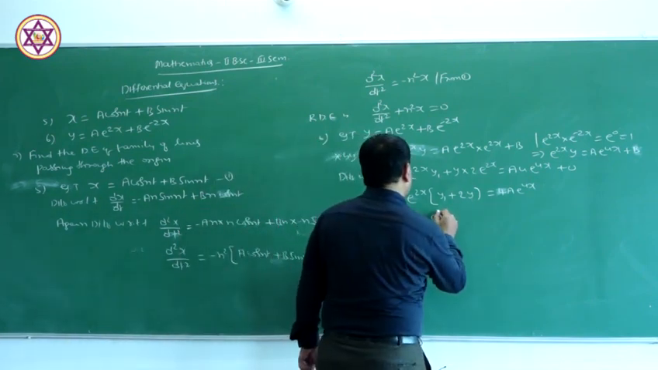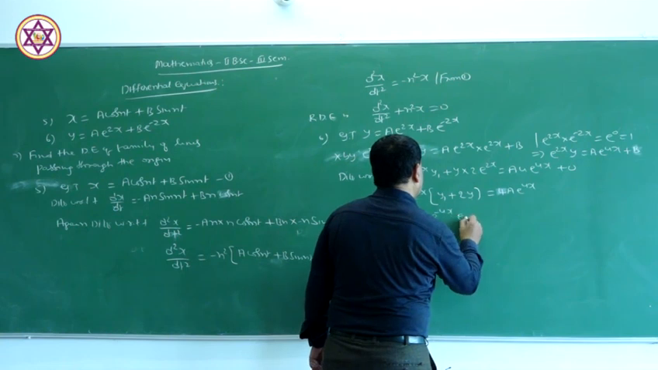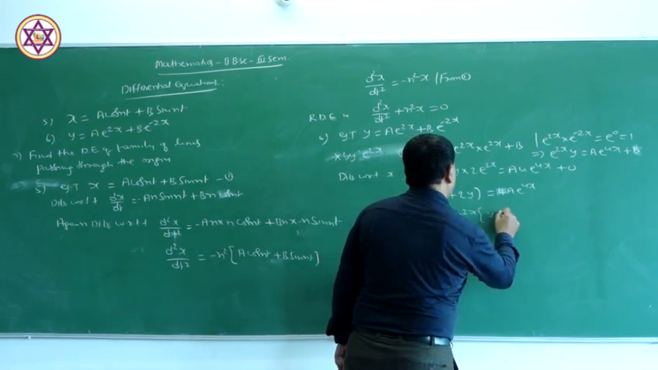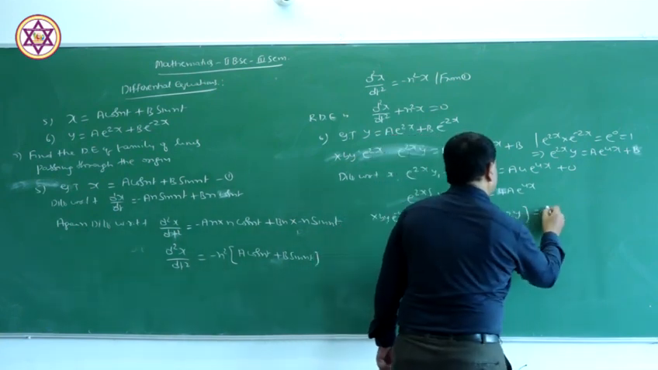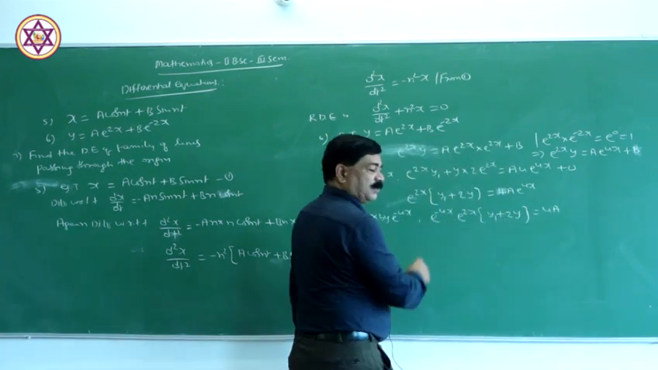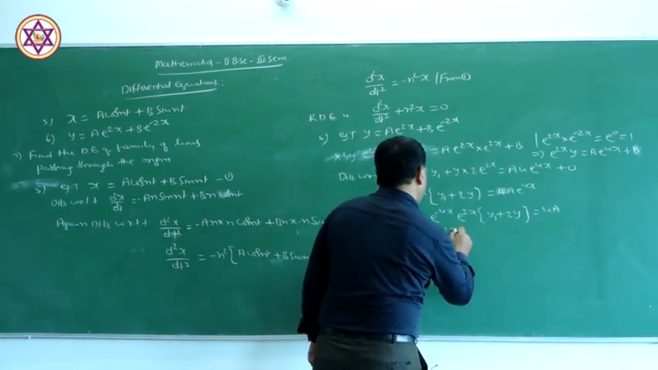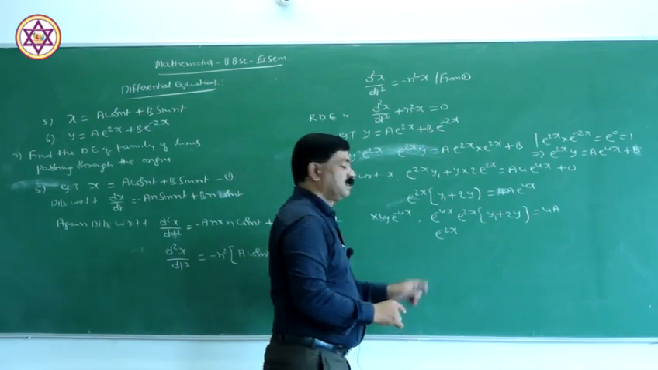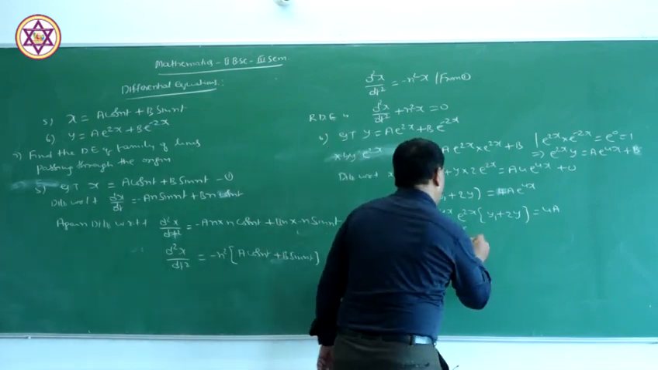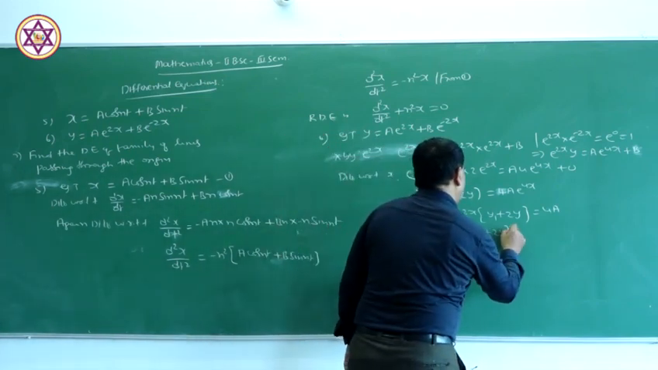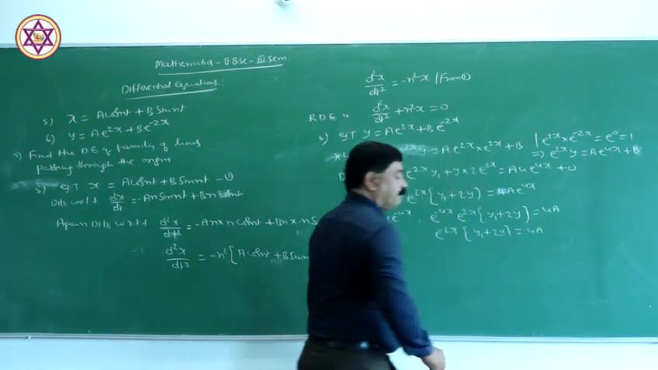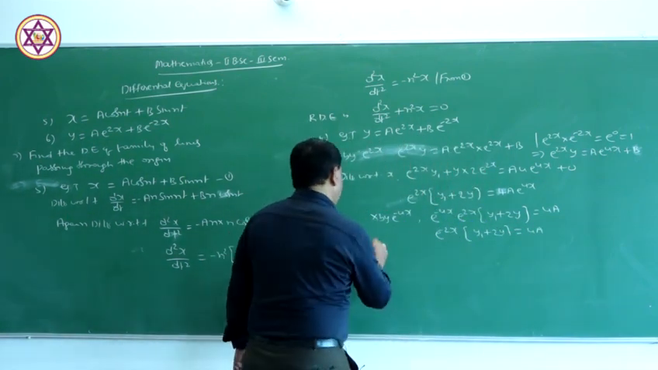Now if you multiply this one, e power minus 4x, e power 2x, y1 plus 2y is equal to 4a. Simplify this one: e power minus 4x plus 2x is minus 2x. So e power minus 2x, y1 plus 2y is equal to 4a.